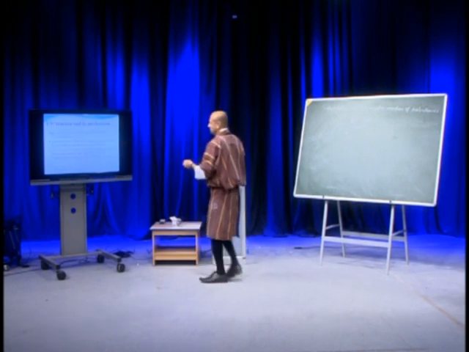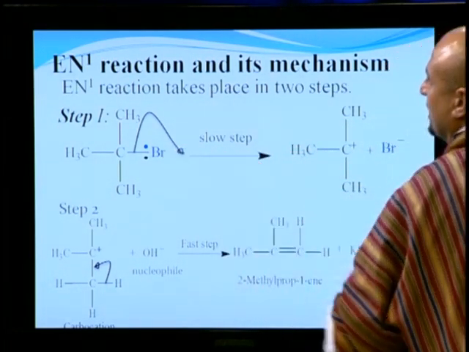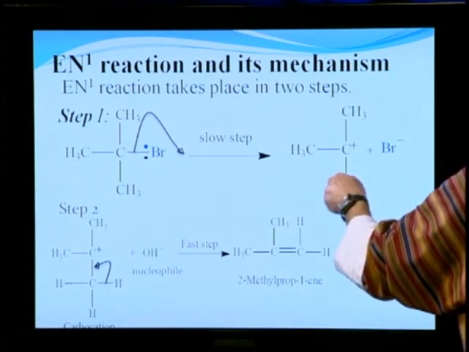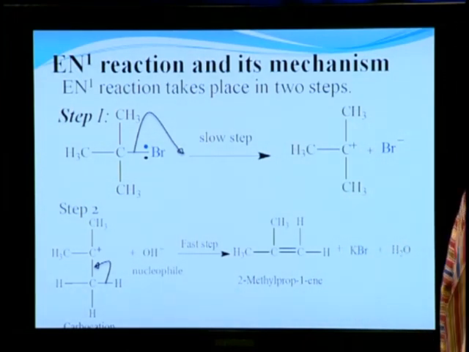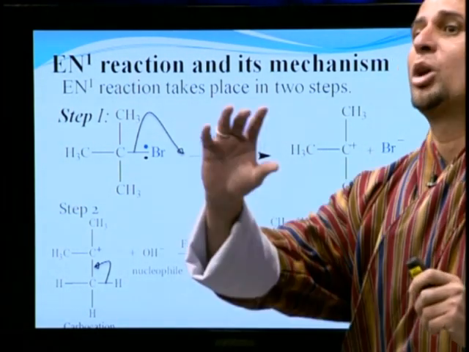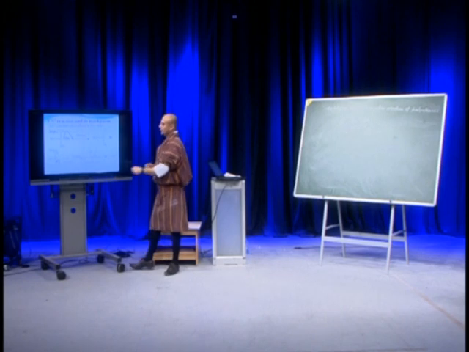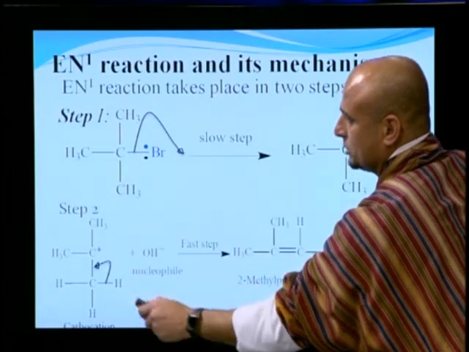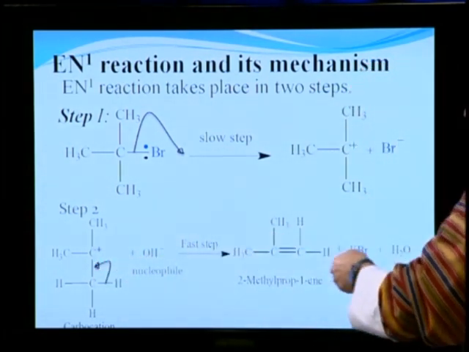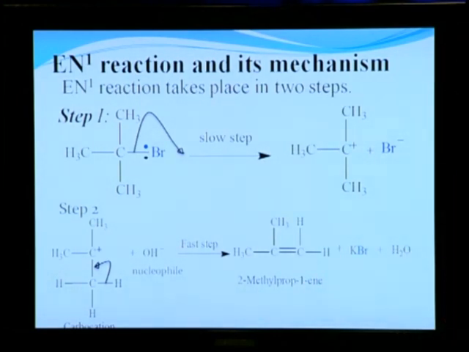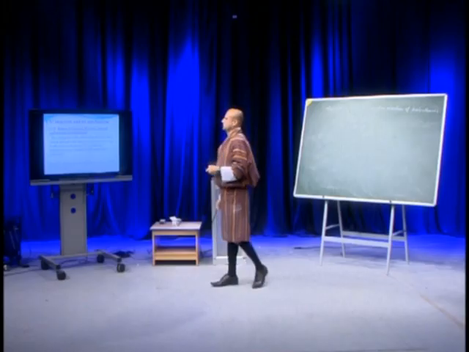Again, let me take you back a little bit. Yeah, let's go back to this one. In the first step, the breaking of the carbon-halogen bond takes place heterolytically, resulting in the formation of a carbocation and bromide ion. And this is a slow step. It is the rate determining step because slow steps always determine the rate of a chemical reaction. Now, in the second step, the incoming nucleophile removes a proton from the beta carbon. When this proton is removed, the bond goes inside. As a result, it results in the formation of a compound with a multiple bond, that is, with a double bond in this case. So we have completed the E1 reaction.